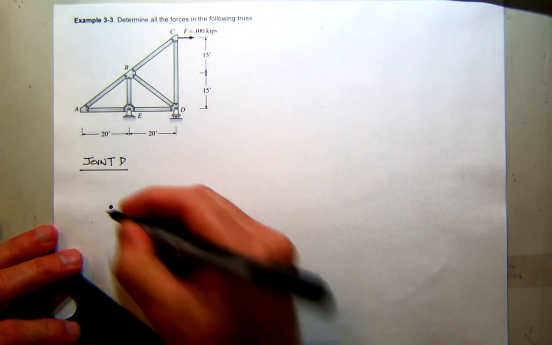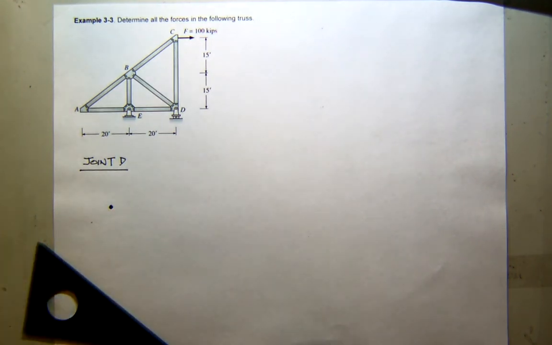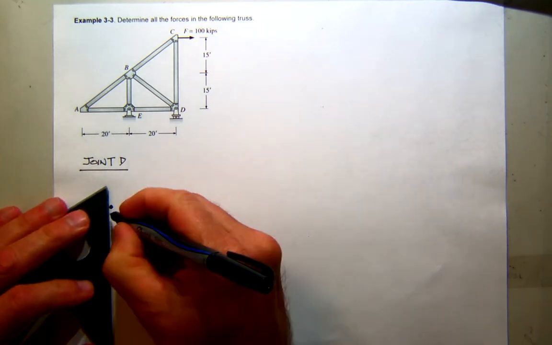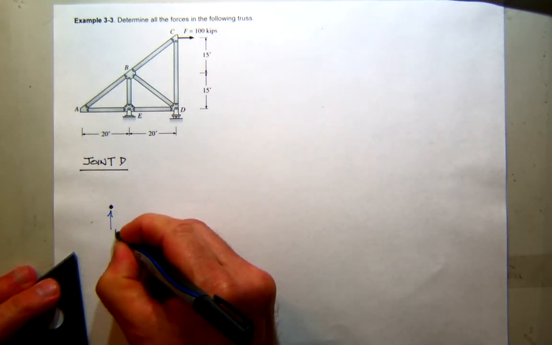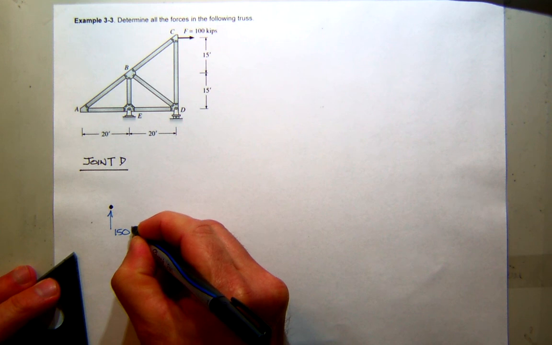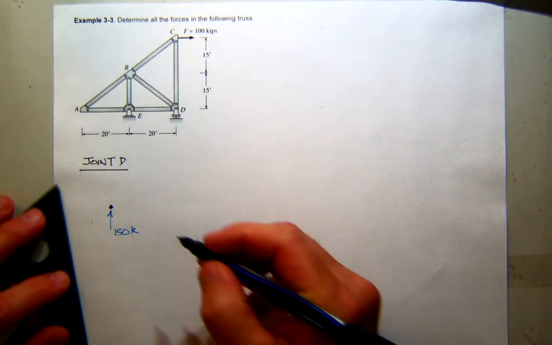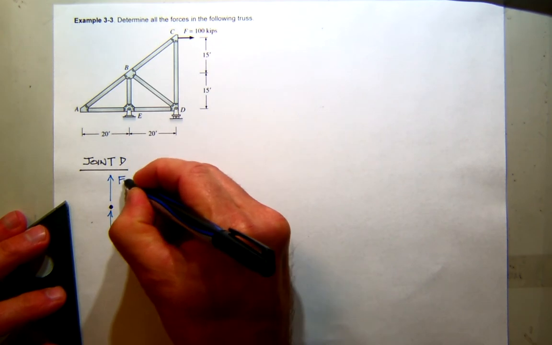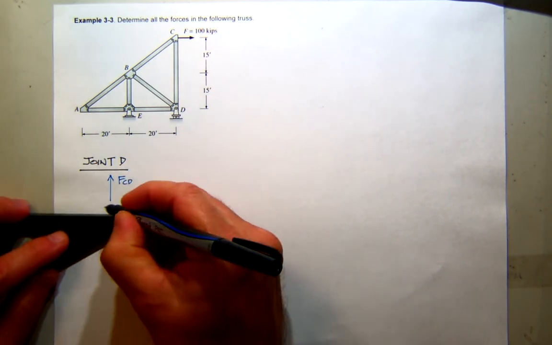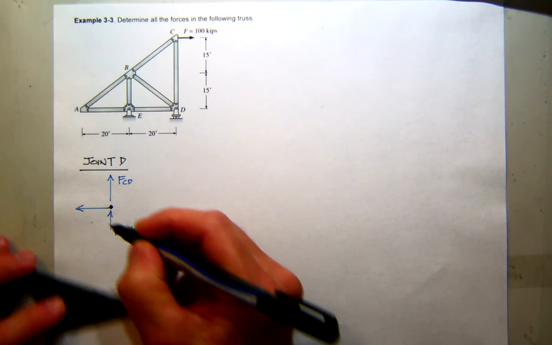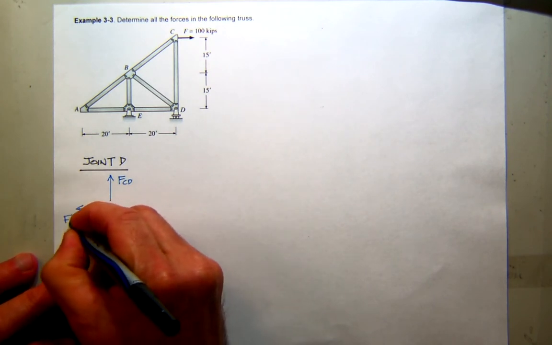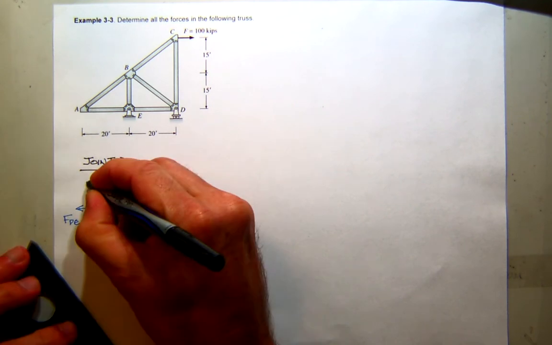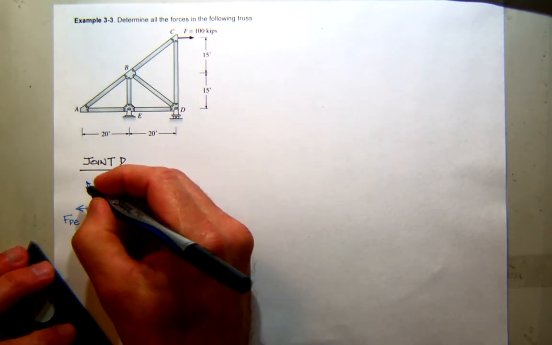So here's D. Now what do I know at D? Remember I solved for Dy and I got a positive 150. So that will be acting up, and that was kips. Also at D, I have force acting up. That would be the force in CD. I have a tension force, or I'm always assuming tension. That will be the force in DE. And then the one I'm missing, this guy, this is the force in BD.